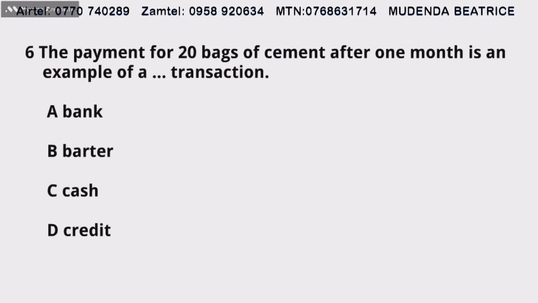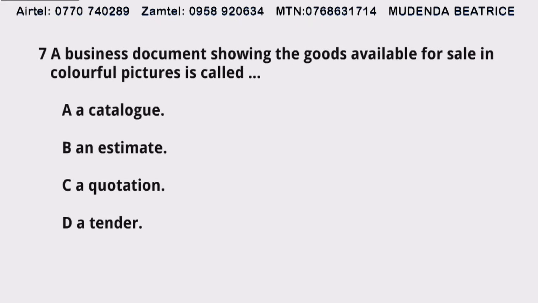Question 6 was as follows. The payment for 20 bags of cement after 1 month is an example of a dash transaction. A. Bank. B. Barter. C. Cash. D. Credit. The correct answer is D. Credit. It's an example of a credit transaction.